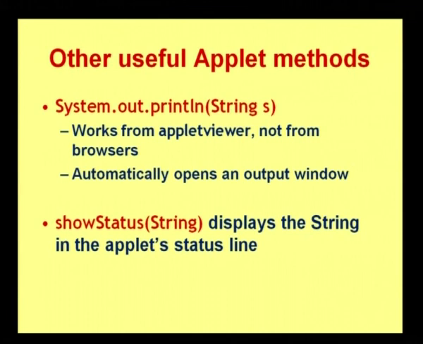Next is showStatus of the string. This method displays the string in the applet status line. So, this will display the string at the bottom. You would have noticed whenever you are trying to load an applet, you have a status: applet is initialized, applet is not initialized, or you have an error. All this information is given using your showStatus method. This is the method which is used in order to give the status of your applet.